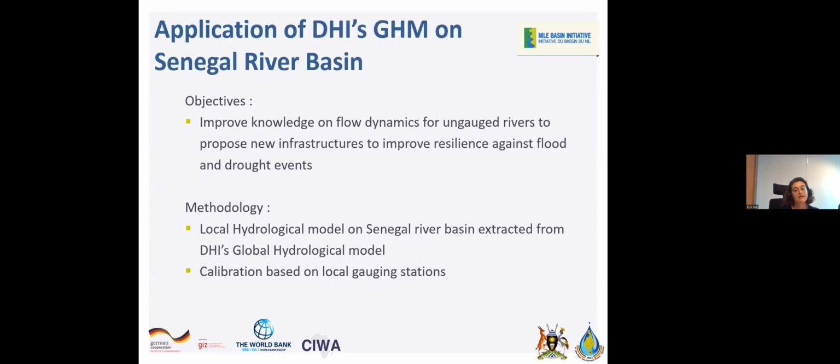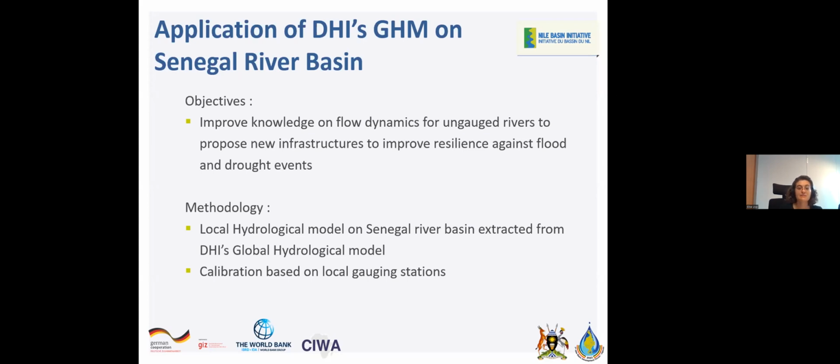So we applied this model on the Senegal River Basin. In this basin, we can see the combined impact of climate change, urban development, and economic development, which makes the hydrological regimes less and less predictable. So we can see an increase in the frequency of unpredictable events, such as floods and droughts, which can affect the population and economic activities.